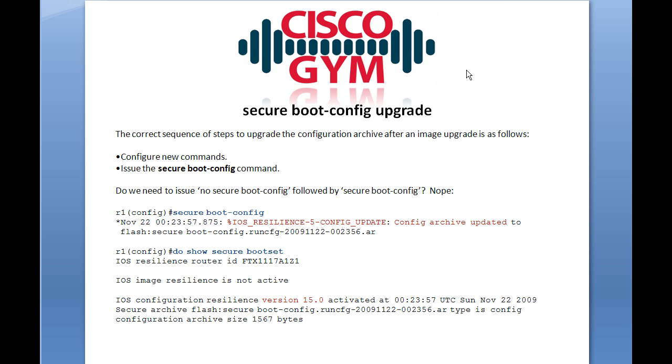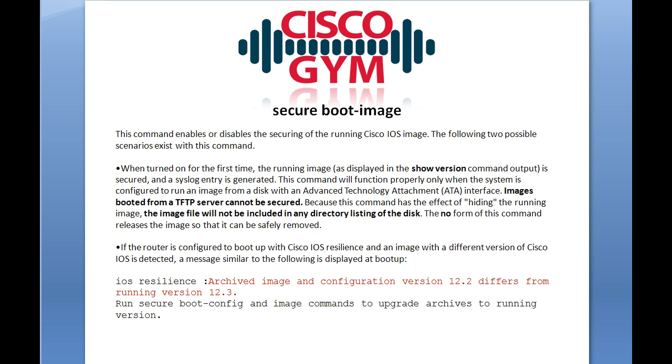So that concludes the theory portion for secure boot config. We're halfway through the Cisco iOS resilience configuration. The next command that we're going to take a look at is pretty similar. It's the secure boot image command. Okay, on to the second of our two Cisco iOS resilient configuration commands. This command is secure boot image, and I think you can guess where we're going just by the command name.